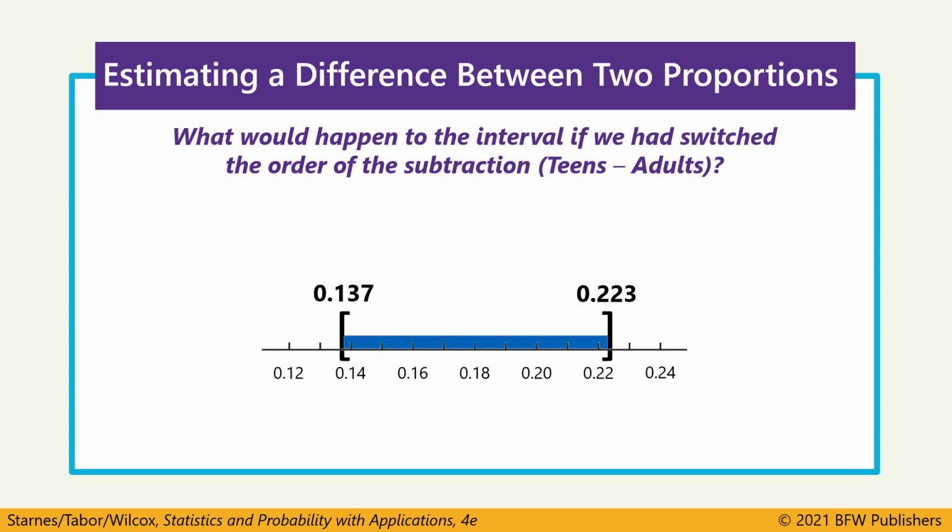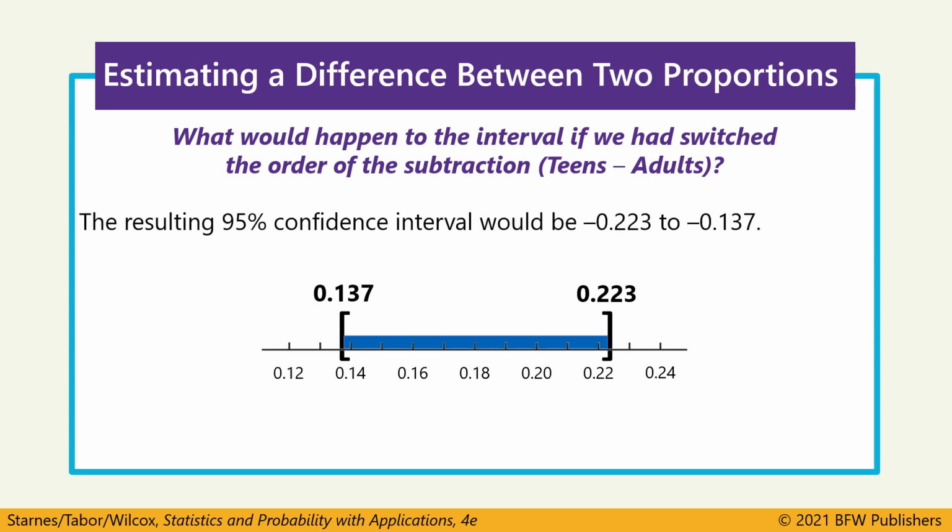When we started this problem, there was nothing that stated we had to do adults minus teens. It would be fine if we reversed it and did teens minus adults, and the only thing that would change here is the order. So instead of 0.137 to 0.223, it's going to flip to negative 0.223 to negative 0.137, and they're both going to be negative, because if we think about this, adults is the higher proportion, teens is the lower proportion.